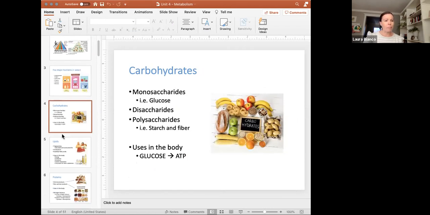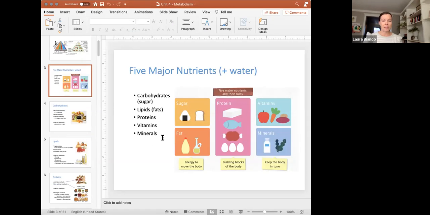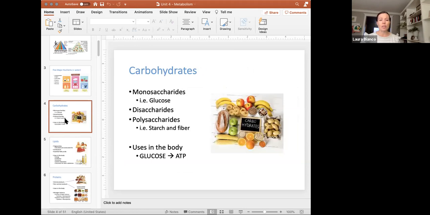So the five major nutrients, let me go back to this slide, are carbohydrates, lipids, which are fats, proteins, vitamins, and minerals. And the main use for carbohydrates in the body is for energy. So all carbohydrates, whether they are monosaccharides or the really large polysaccharides, can all be broken down into glucose. And glucose is the molecule that is used for energy by the body.